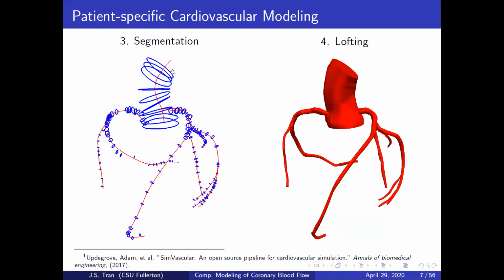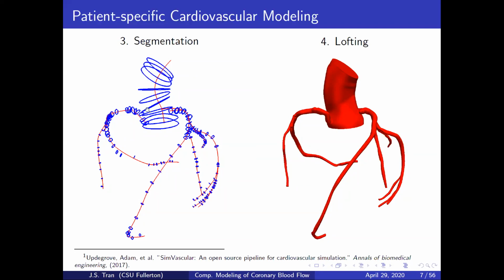The next step is called segmentation. Once we've drawn the path lines, we follow them and trace out the cross-sectional area of the blood vessels along those path lines. That's what we have here with all the circles. I followed the path lines, and along each path line I went to certain locations and drew out the cross-sectional area for those vessels.